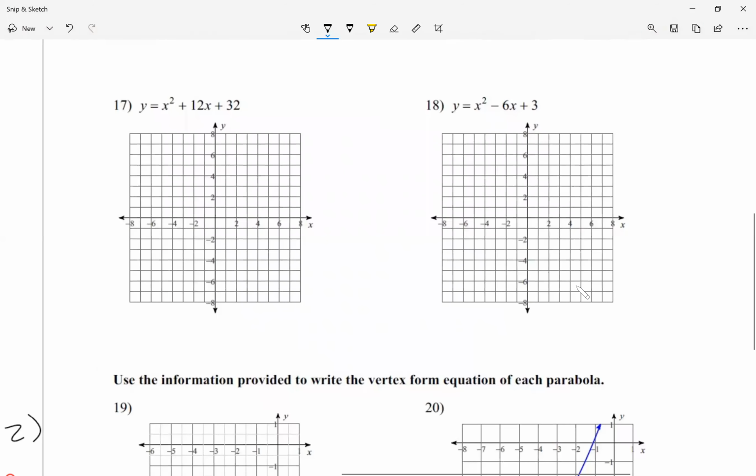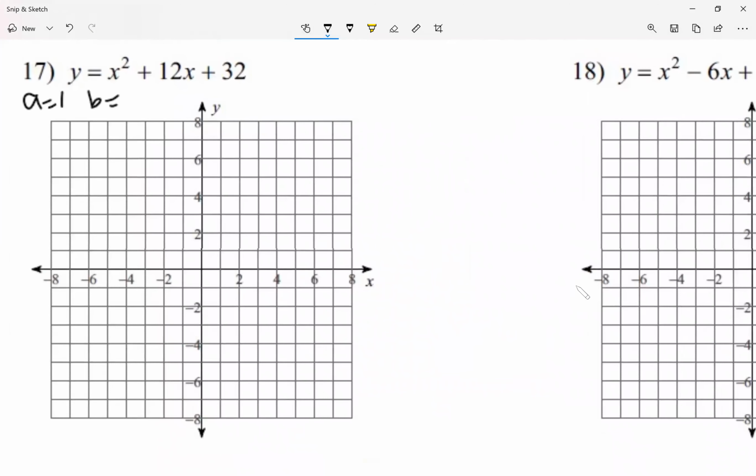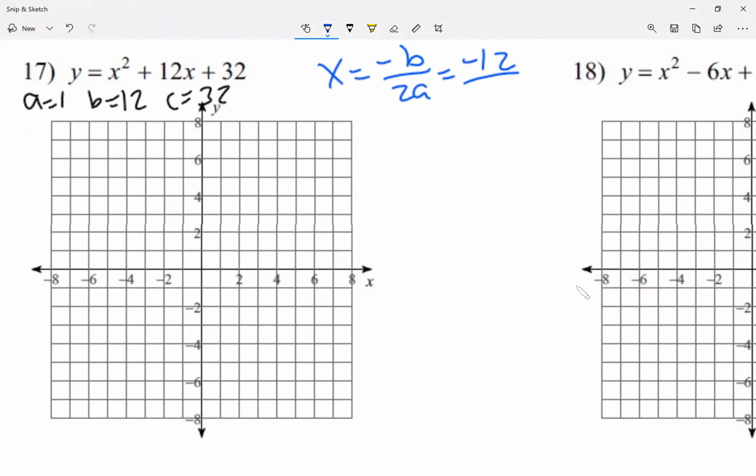Then on Wednesday, we learned standard form. My A is going to be 1. My B is going to be 12. And my C is going to be 32. So far, we haven't used the C value, but we're going to use it coming up, pretty soon. So make sure you understand A, B, C. Now, I need to find my vertex. For my x value of the vertex, I'm going to use the formula -b over 2a. -12 over 2, which is -6.